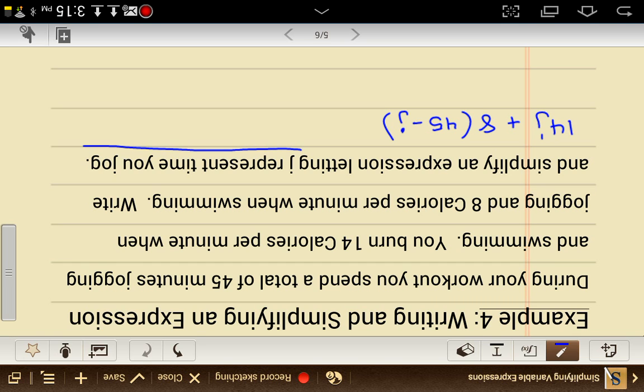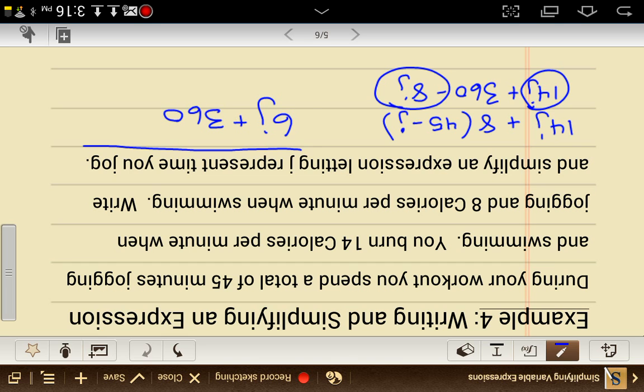That's 45 minus J. Now I can simplify that by distributing first, so that's going to be 14J plus 8 times 45 is going to be 360 minus 8J. Then I can combine like terms, 14J minus 8J, that's 6J plus 360. Okay, so that's my expression. Now if I gave you an amount of time that you jogged, you could figure out the answer, which is what I'm going to do in my next slide. So if you need to pause, go ahead and pause.